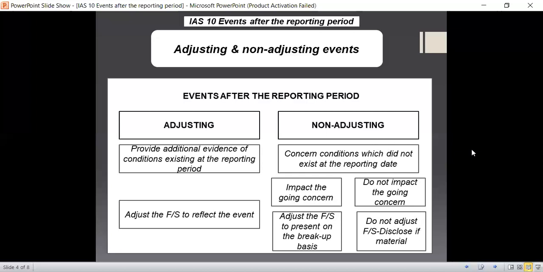If something has happened after the reporting date which is now giving us an idea that maybe our business will not be running as a going concern in the foreseeable future, in the next 12 months, then IAS 10 requires us to adjust the financial statements to be presented on the breakup basis. And if for some reason we were not able to adjust the financial statements to be presented on the breakup basis, then a disclosure needs to be given.